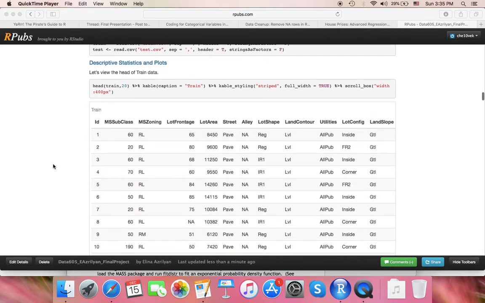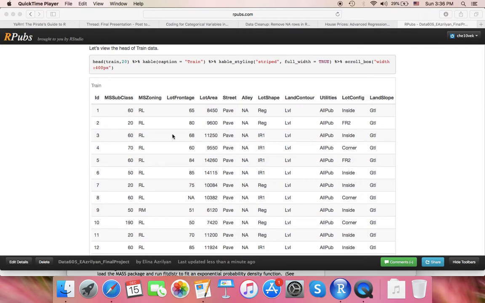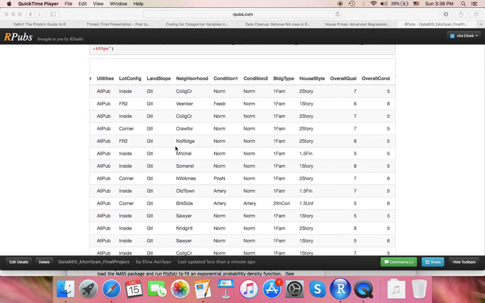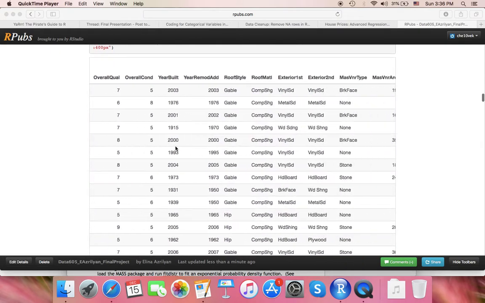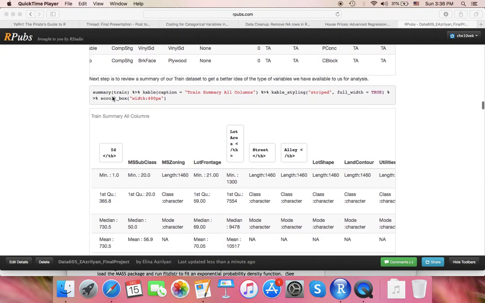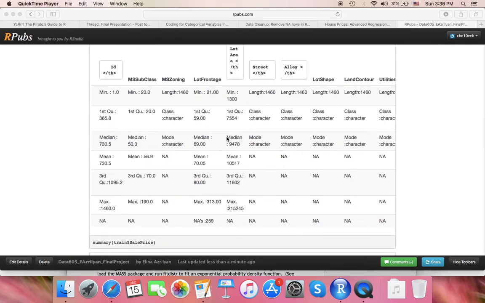And then we did some descriptive statistics to take a look at what we're working with. So just looking at the data set to see what sort of variables we have. Some are numeric, some are categorical. Also I did a summary just to get more information on each one of those variables.